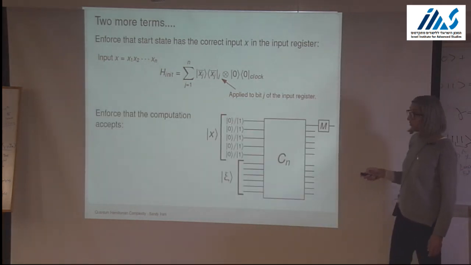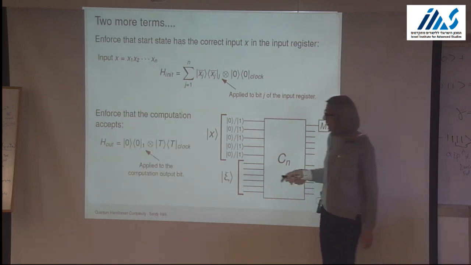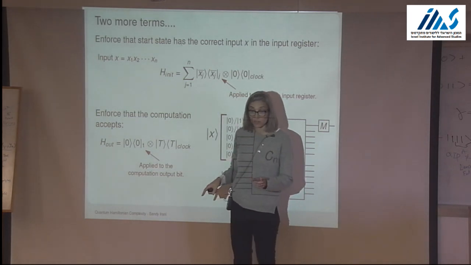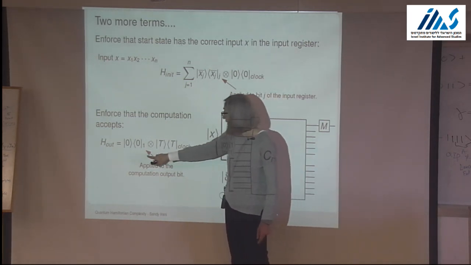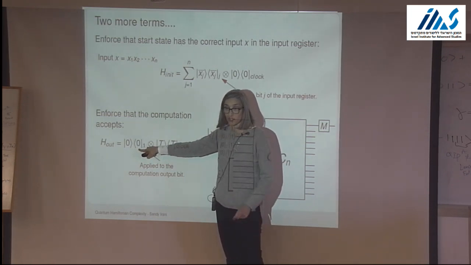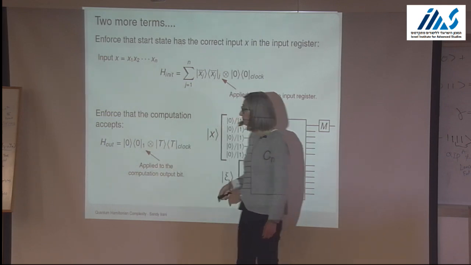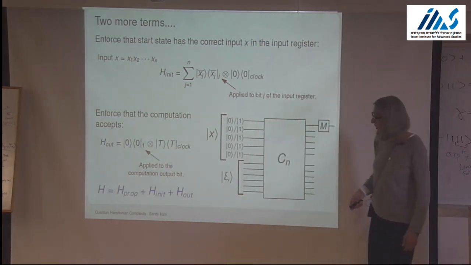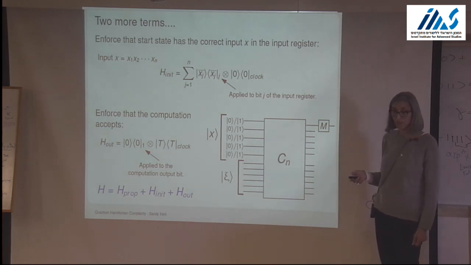And now I need to have a term that says that my computation is accepting. Okay? So that says I'm going to have an energy penalty if I'm at the final state of my clock, and the output bit of my computation is 0. Okay? And then my whole Hamiltonian is the sum of all of these. All right?